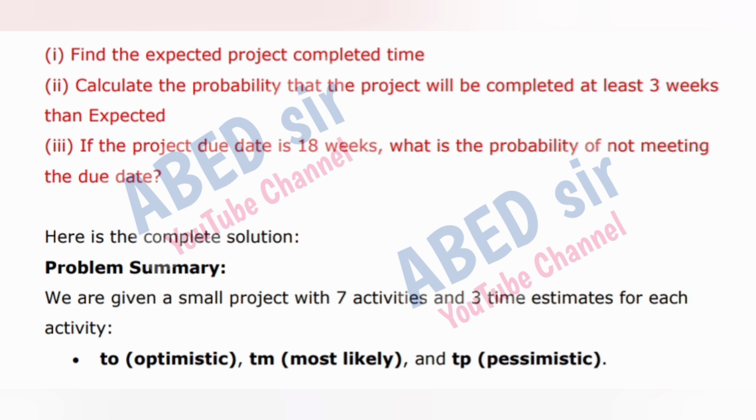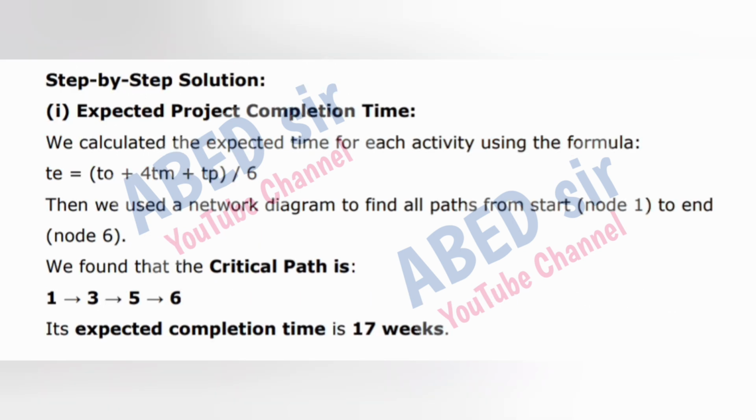Here is the complete solution. Problem summary. We are given a small project with 7 activities and 3 time estimates for each activity: TO, optimistic, TM, most likely, and TP, pessimistic. Step-by-step solution. 1. Expected project completion time. We calculated the expected time for each activity using the formula T is equal to (TO plus 4 TM plus TP) divided by 6.